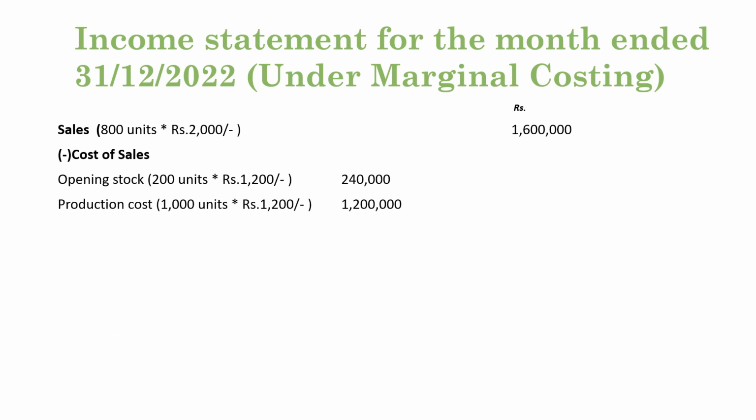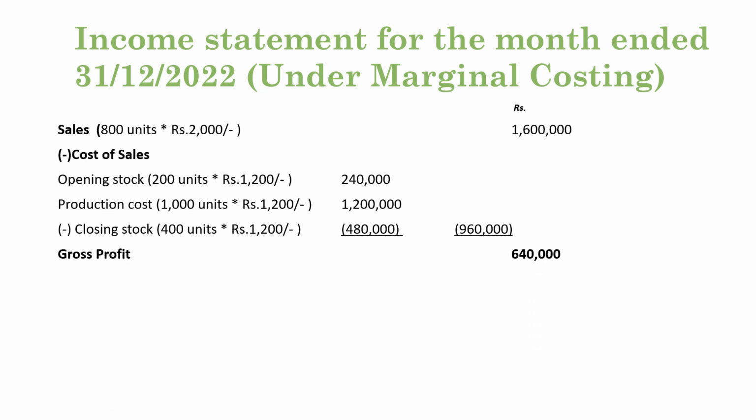Then to that value, we have to add the production cost, which is 1,000 units into the variable cost. So we are getting 1,200,000. Then from that value, we have to deduct the closing stock, which is 400 units with the variable cost of production. So the value is 480,000. So ultimately the cost of sales figure is 960,000. Then the gross profit figure is 640,000.